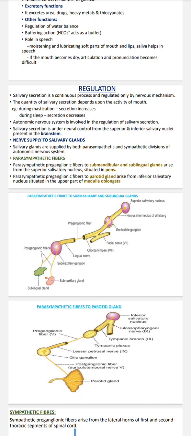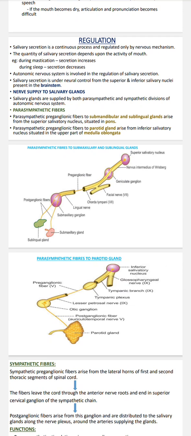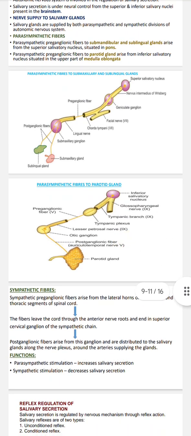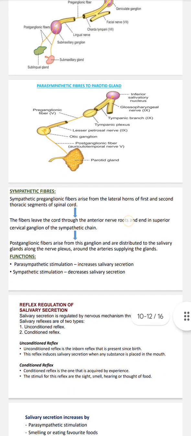The parasympathetic preganglionic fibers to the submandibular as well as the sublingual glands arise from the superior salivary nucleus, which is situated in the pons. And the parasympathetic preganglionic fibers to the parotid gland arise from the inferior salivary nucleus, which is situated in the upper part of the medulla oblongata. This picture shows the parasympathetic nerves to the submaxillary as well as sublingual glands, and the second one shows the parotid gland. From the brainstem region, through the autonomic nervous system, it gets supplied.